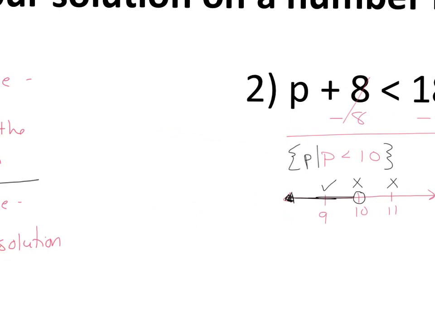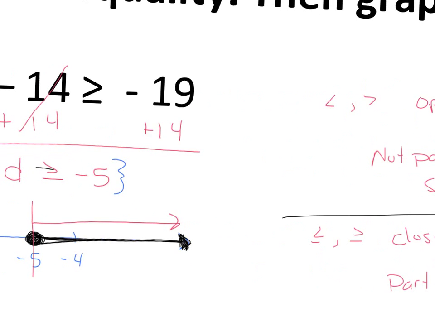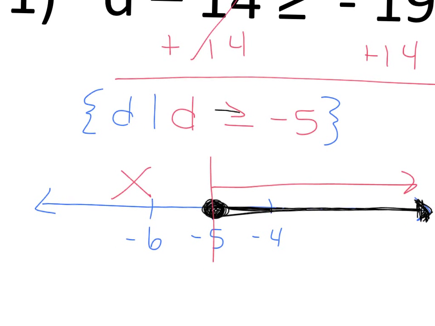So real quick, if I go back over here and look at number 1, we already talked about how this wasn't an answer. This one, -5, is an answer, and the -4 stuff is an answer. So just keep in mind that there is a big difference between a closed and an open circle.